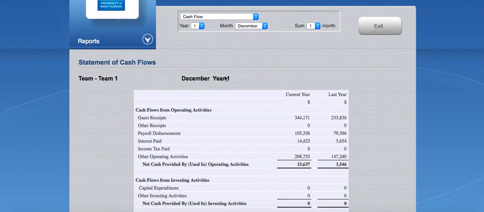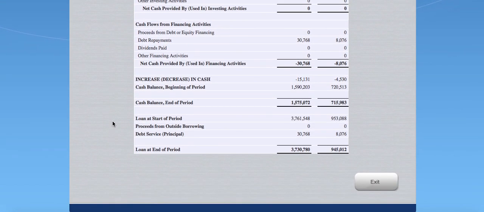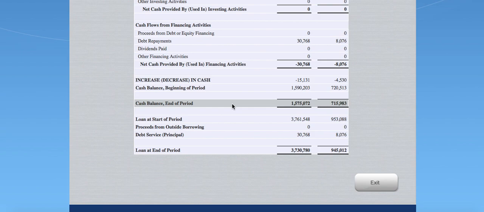So when I come into the reports, the first report that I can see when I load up the report section is called the Statement of Cash Flows. This is our cash flow statement. This is one of the most important financial statements that you have. If we scroll down, this is the line we're most interested in. This is called cash balance, end of period. And the number we're interested in is the first one that we come to. Now, at the moment, that says $1,575,072. That essentially is telling us how much money we have available right now.